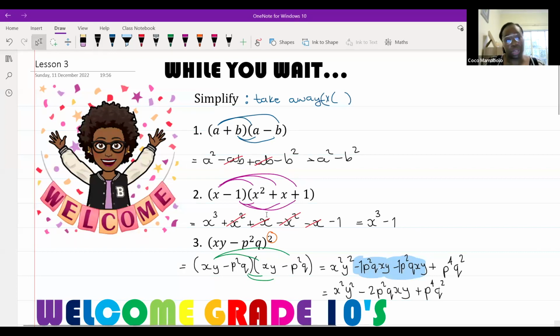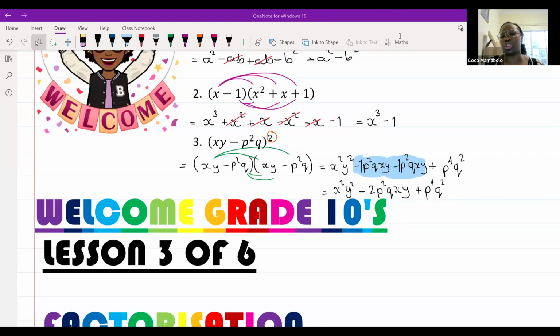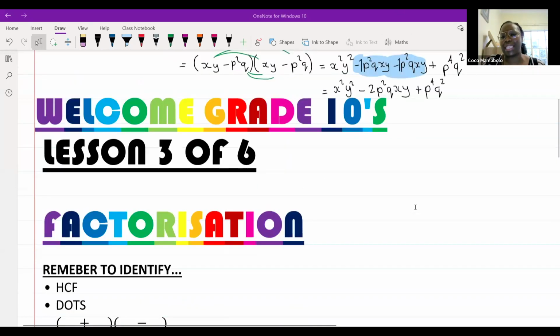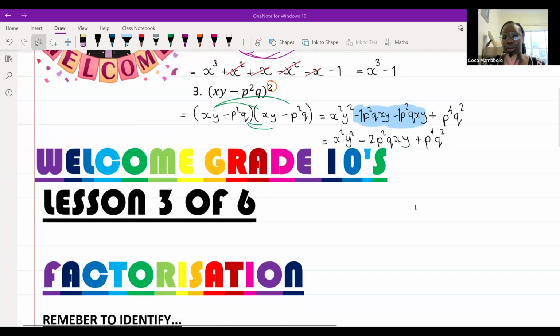And that's how you know you're in grade 10 now, because that's a lot. It's a lot. All right, we're going to be talking about factorization. Are we ready, peeps? Let's get into it.